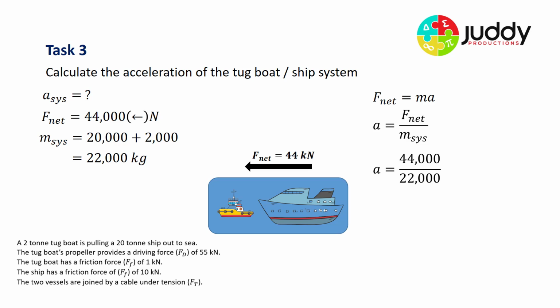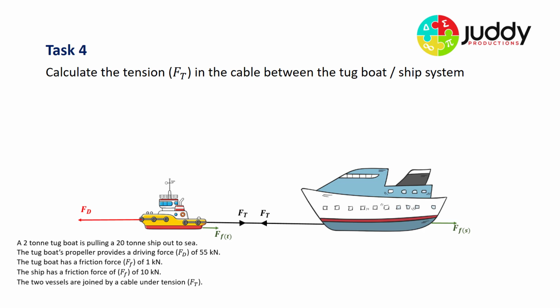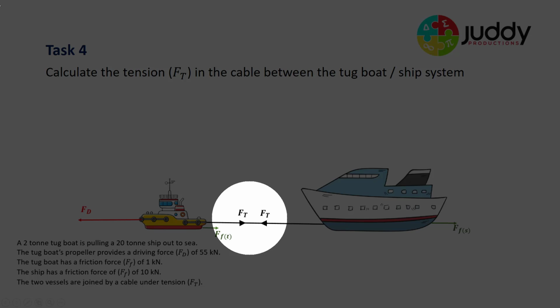That gives us a value of 44,000 over 22,000, which results in an acceleration of 2 meters per second to the left. Finally, task 4. Calculate the tension Ft in the cable between the tugboat and the ship system. So we're looking at these values.